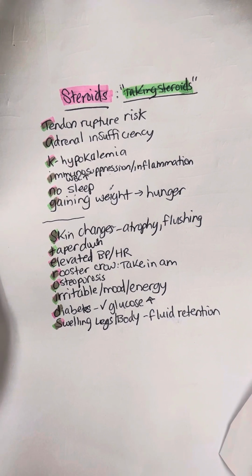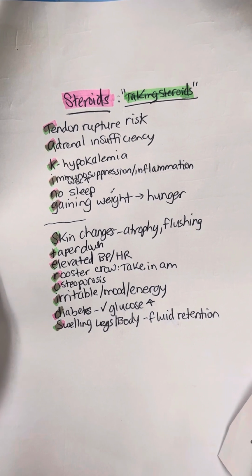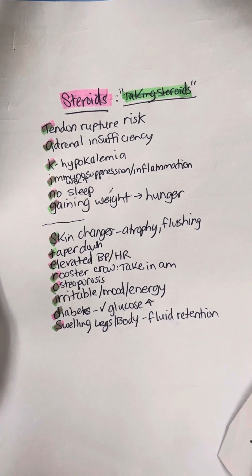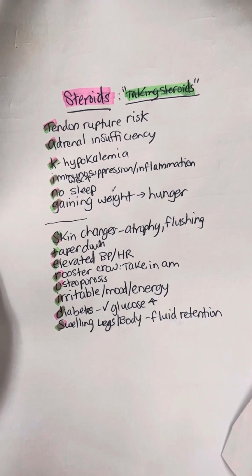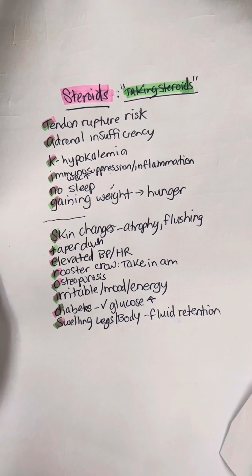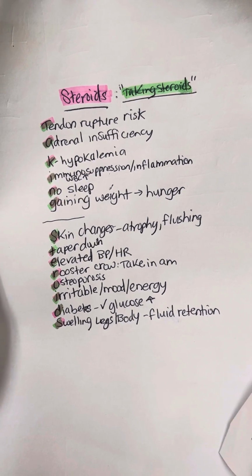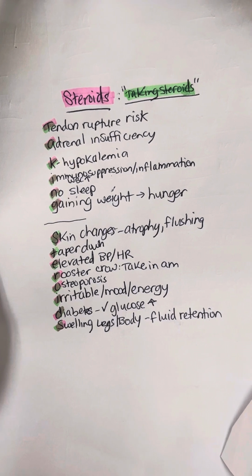If they stop abruptly, a lot of times they can have withdrawal symptoms, which can be fatigue, severe weakness, nausea, vomiting. You will see short bursts, but they're usually a smaller dose and also just a short period of time. E for elevated blood pressure and heart rate.